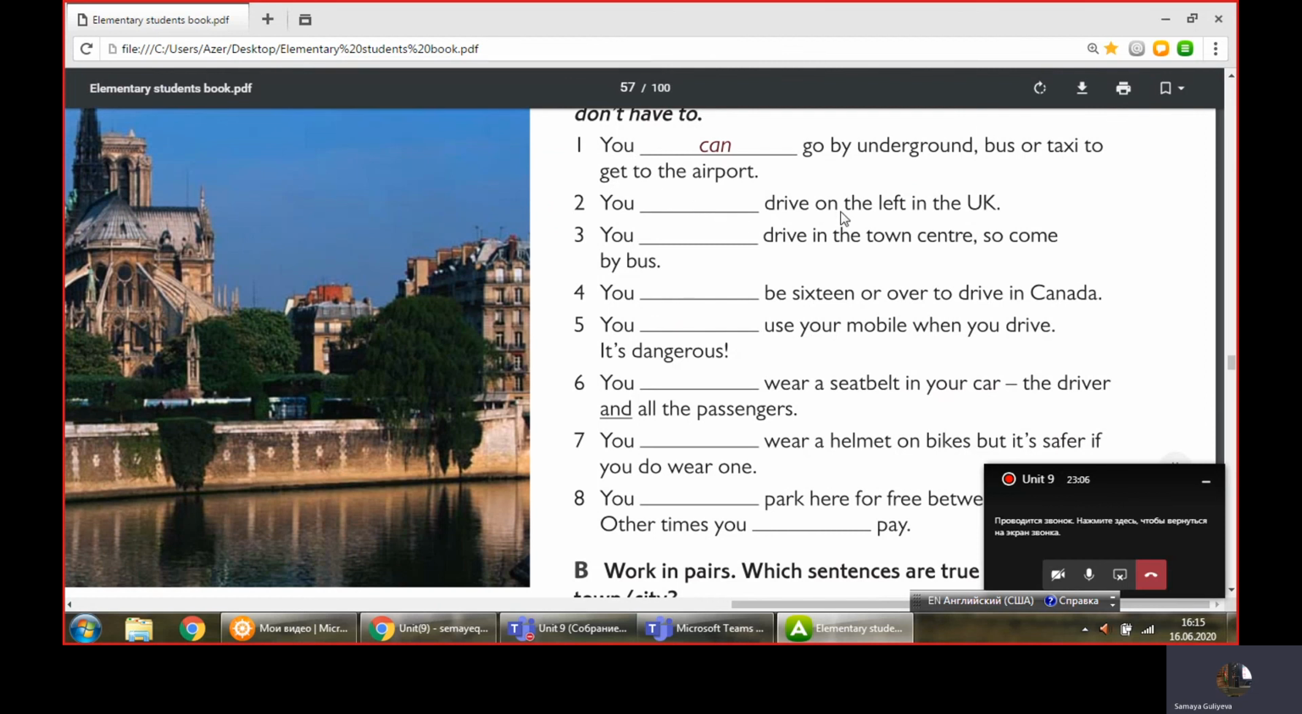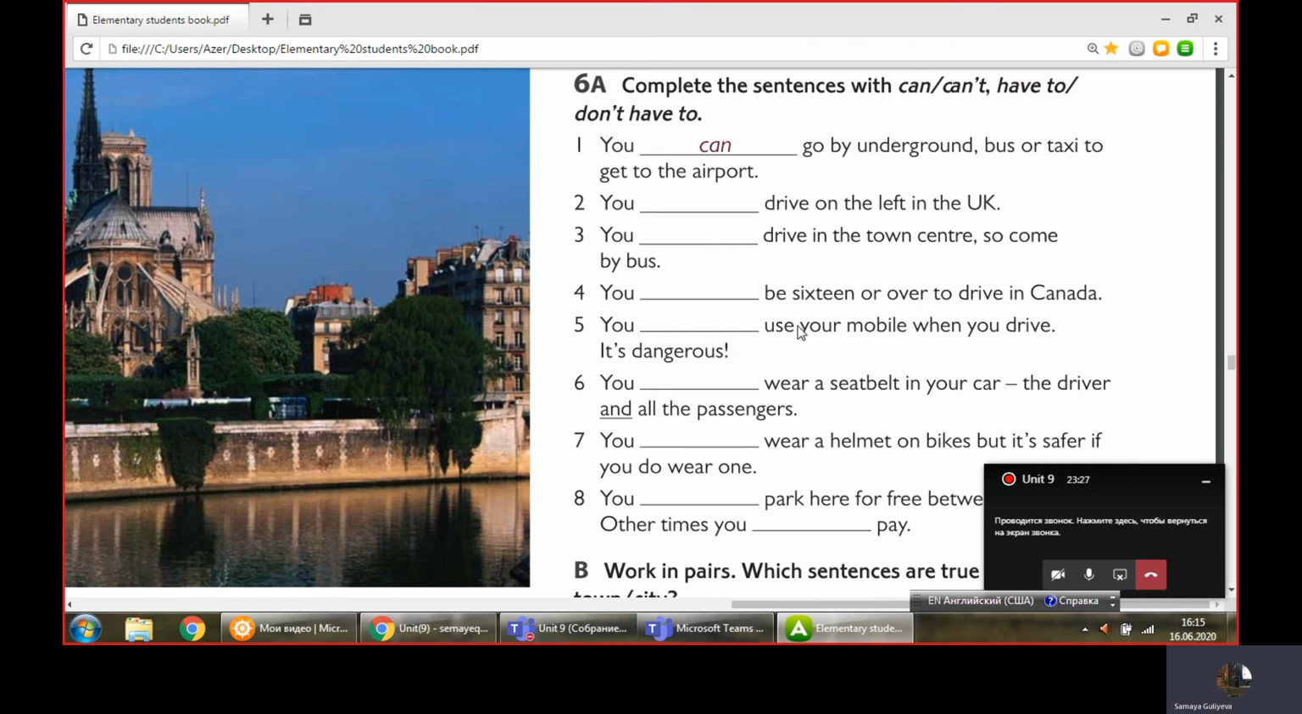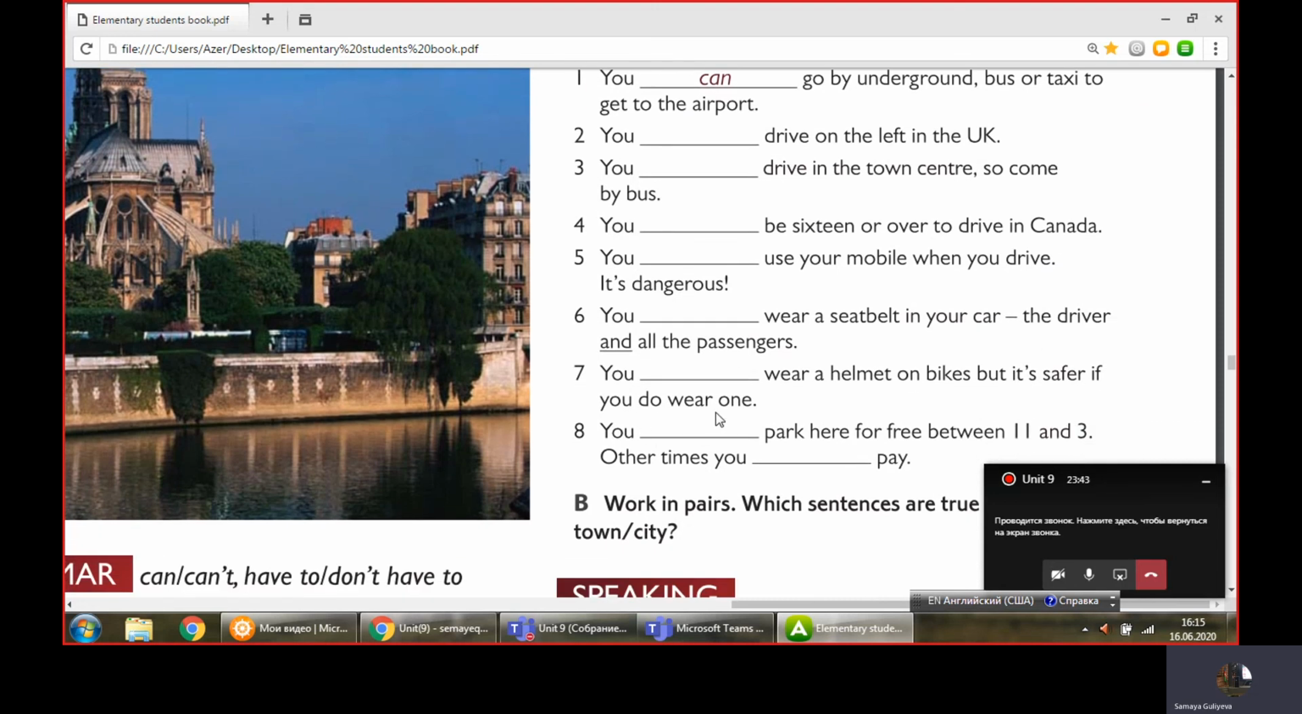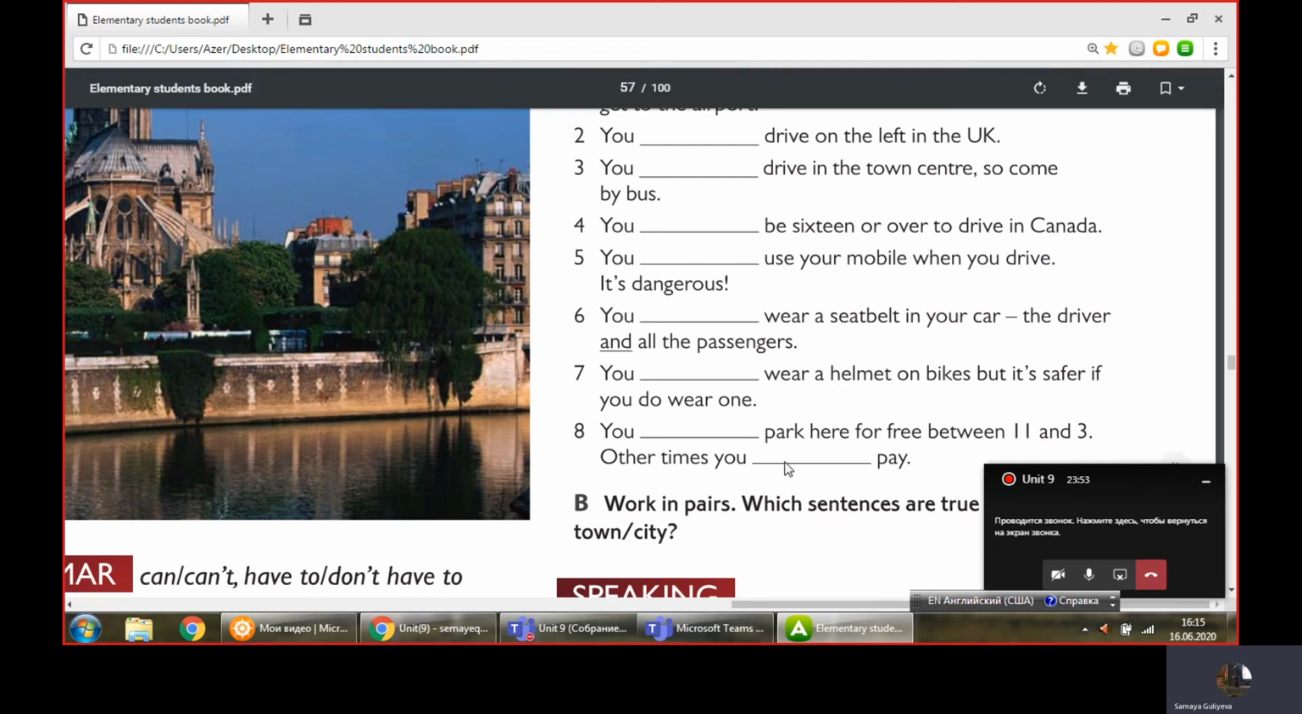You can drive on the left in the UK. You can't drive in the town center, so come by bus. You have to be 16 or over to drive in Canada. You mustn't use your mobile when you drive. It is dangerous. You have to wear a seat belt in your car, the driver and all the passengers. You don't have to wear a helmet on bikes, but it is safer if you do wear one. And you don't have to park here for free between 11 and 3. At other times you have to pay.